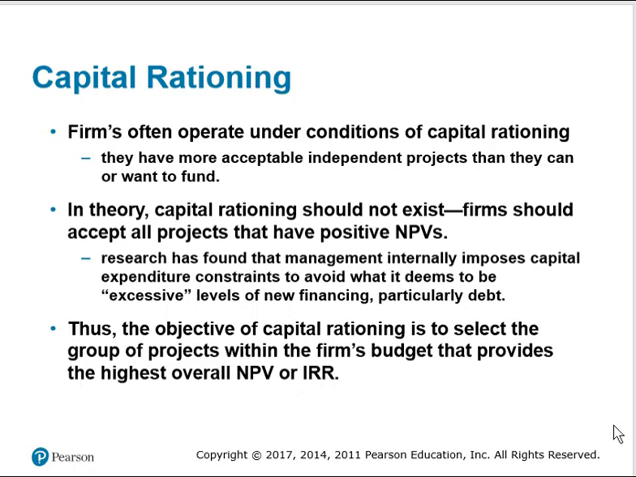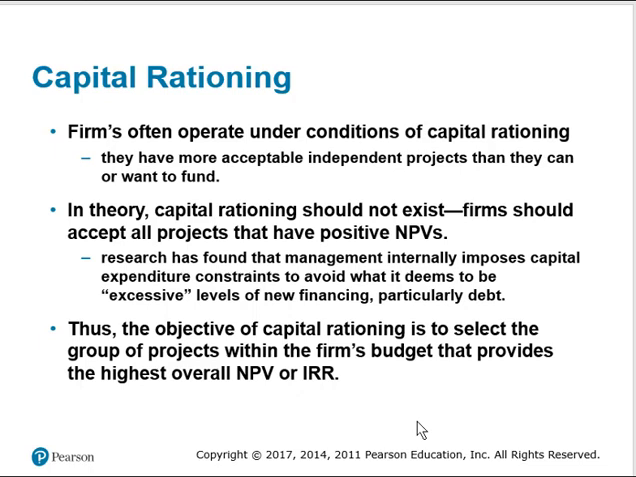The challenge with that, though, is what happens if we have more good projects, more projects with positive net present values than what the company is willing to spend the money on. So we may miss out on some perfectly good projects that would increase the value of the company because management doesn't want to gather that much money. They're worried about the financing, if you will. So research has basically found that management internally imposes these constraints to avoid what it deems as being excess levels of financing. Particularly, they're worried about debt.